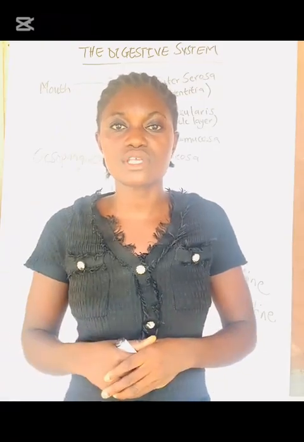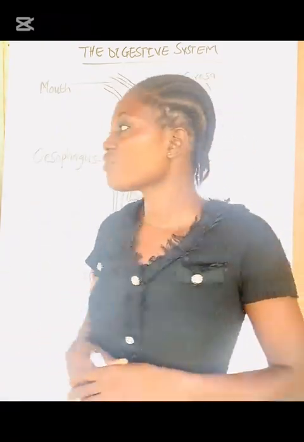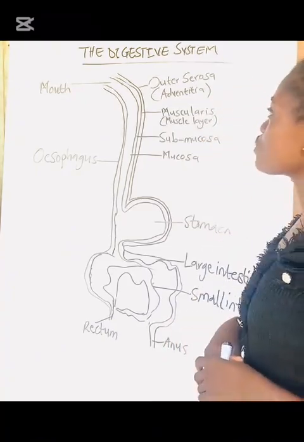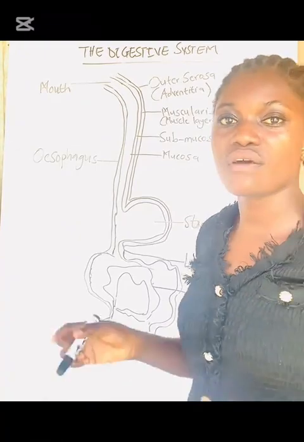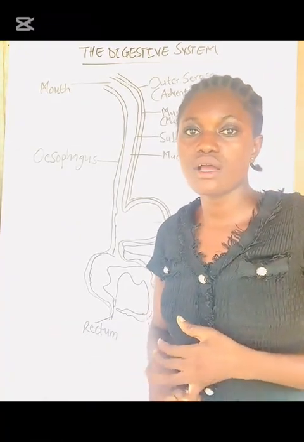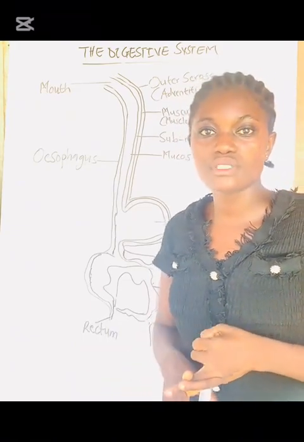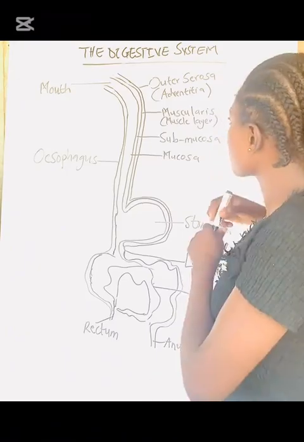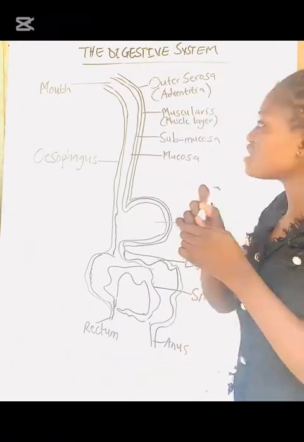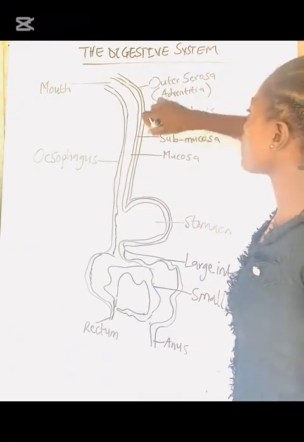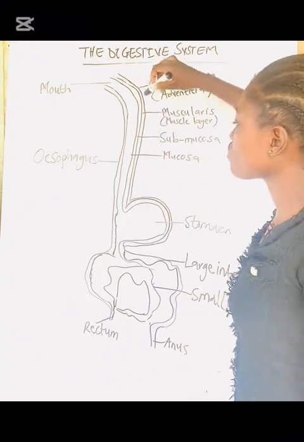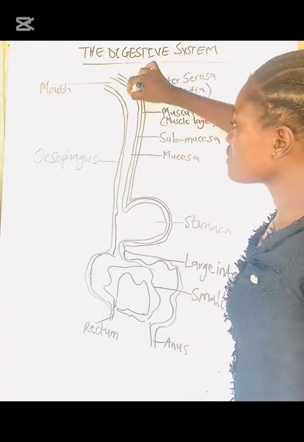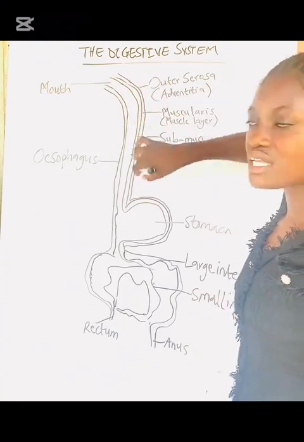The layers of the digestive system from the diagram we have on the board. So with the layers, as I've already said, we have the outer serosa or the adventitia, the muscle layer or the muscularis, the submucosa and the mucosa. So when you consider this diagram, I have differentiated the layers in such a way that you will understand, even though literally that's not how the diagram is supposed to be. But for better understanding, I have differentiated the layers so that understanding will be easier.